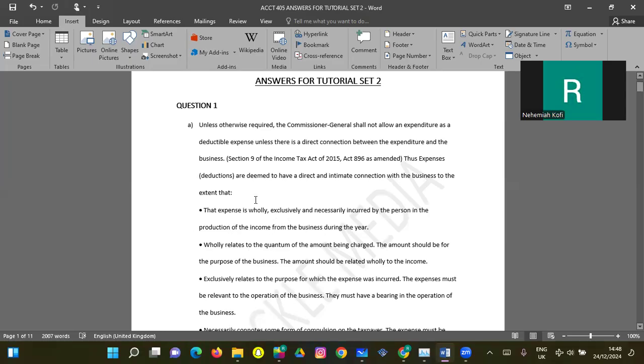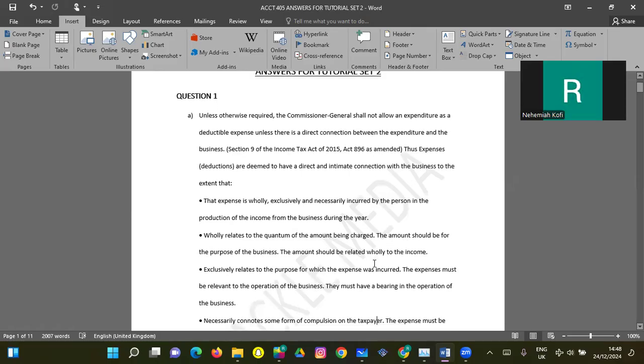So let's relate this to business. When we talk about wholly, it relates to the quantum of the amount being charged. The amount should be for the purpose of the business. Whatever you charge for a particular business as an expense should be for the purpose of that business. The amount should relate wholly to the income of that business. So any income you had from that particular business, the expenses should be charged to it.